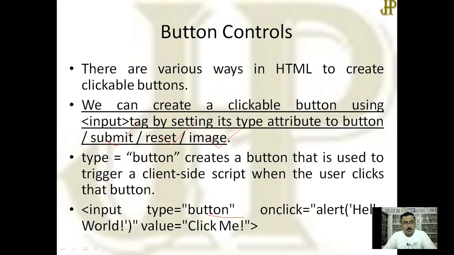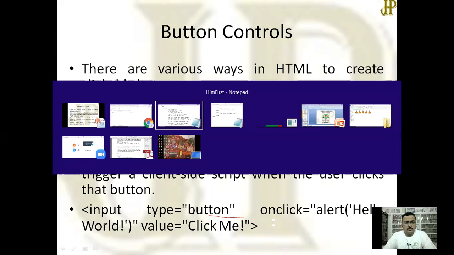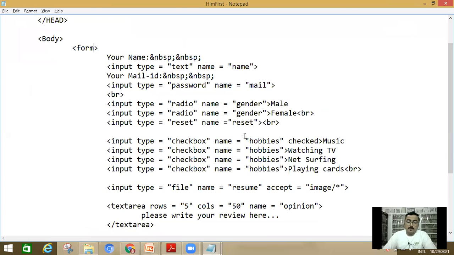For example, now again I am going to show you. I am going to give button. Okay. And name is equal to okay. And value is equal to okay. So okay will be shown on your button. And what should be done?